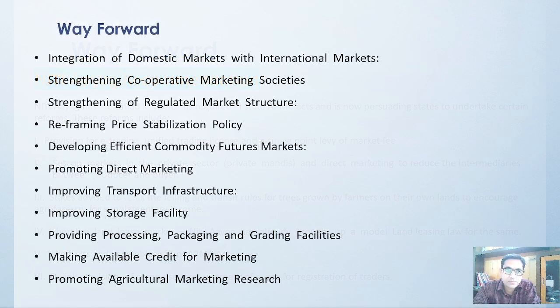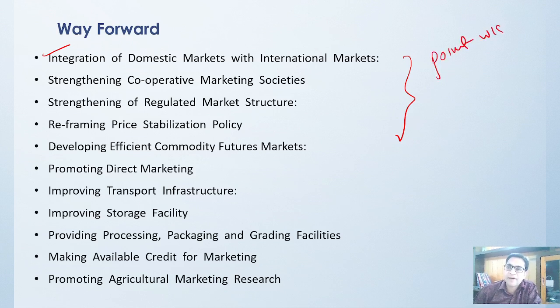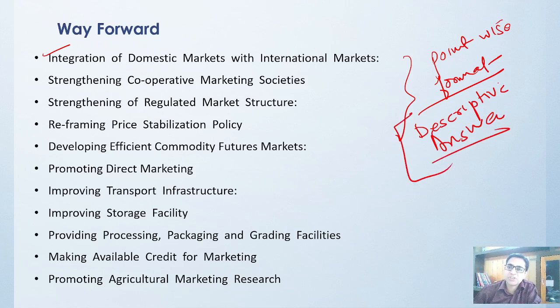Okay, now there are certain points. What exactly can be done? We have to integrate the domestic market with the international market. So this is a point-wise format for your descriptive answer. You remember these 10 points, and whenever any question related to agriculture comes, these points come very handy, like integration of the domestic market with the international market.